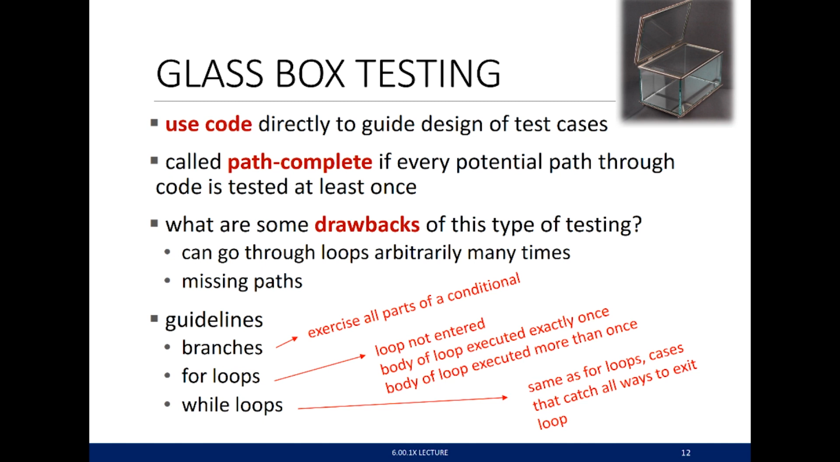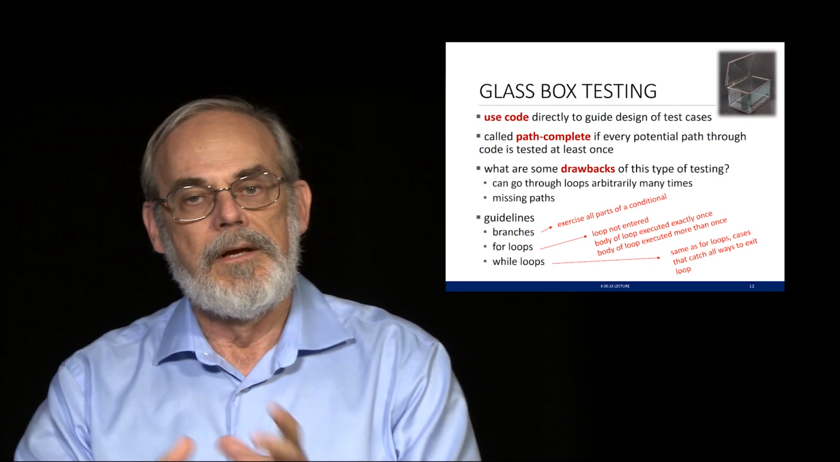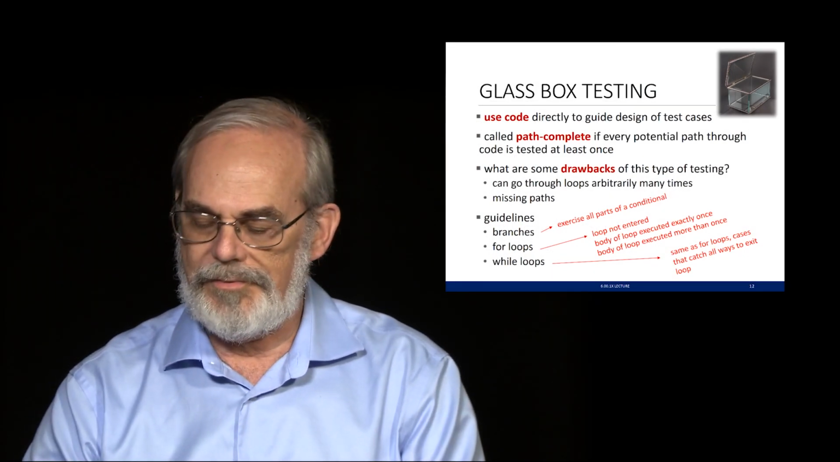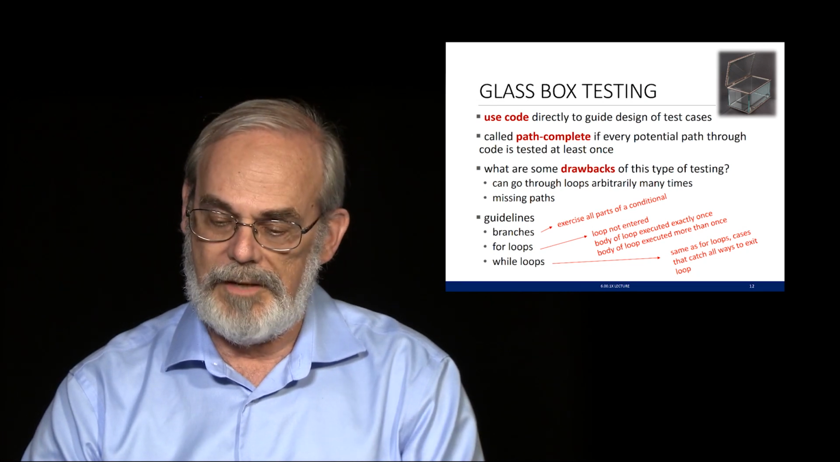Again, guidelines here are to look for branches and make sure that I take each branch if there's an explicit branch inside of it. If I've got a for loop in there, I want to have a test case where I don't actually go into the loop, or where I go through the body of the loop exactly once, or more than once. Same thing for while loops. Look for cases that catch all the different ways to execute out of the loop. And this is going to give me a way to try and figure out different ways to test as many of the paths through the code as I possibly can.